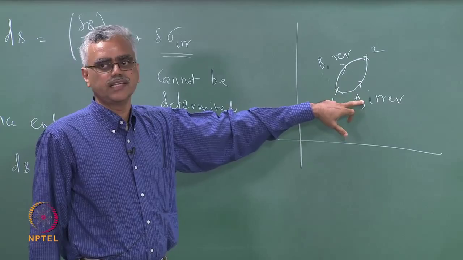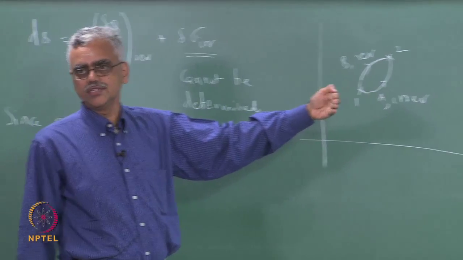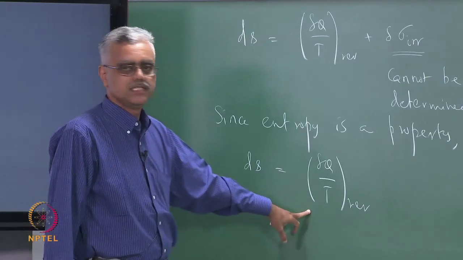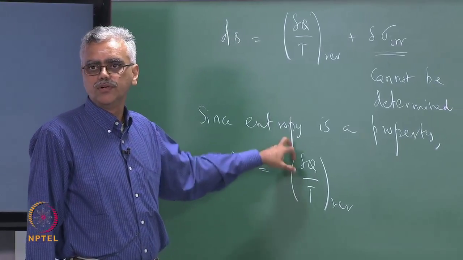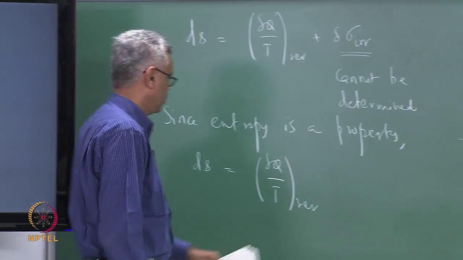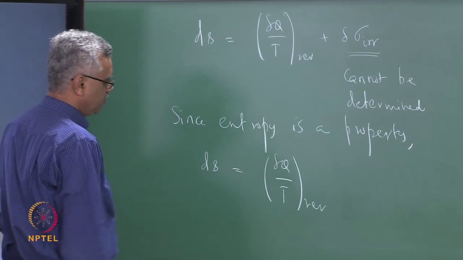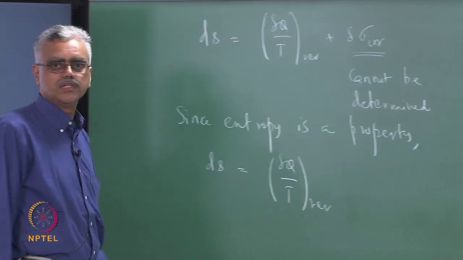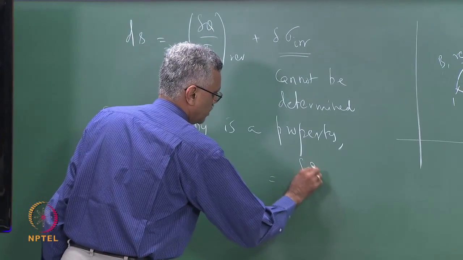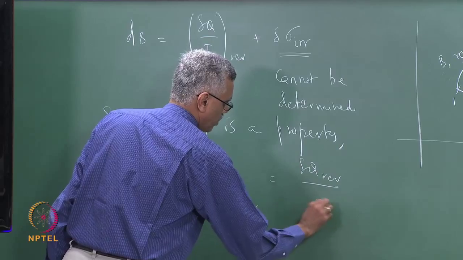If I use this, I cannot calculate because I cannot evaluate delta sigma, whereas if I use this, I can calculate because I can write ds this way. If I know this, then I can calculate entropy change, and that is what we are going to do. In fact, notice that temperature is the same irrespective of whether the process is reversible or irreversible. So, I can simplify this further and write this as delta Q reversible over T.